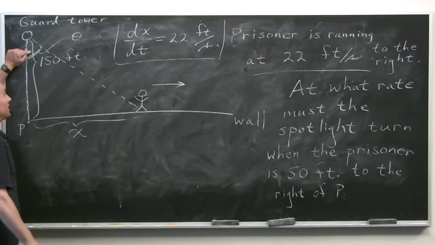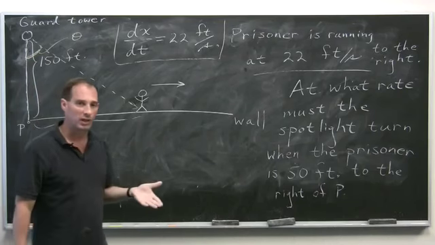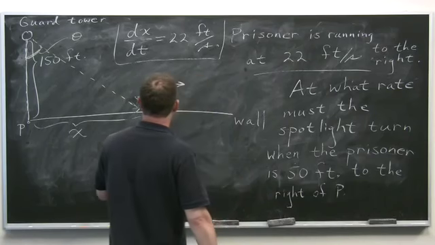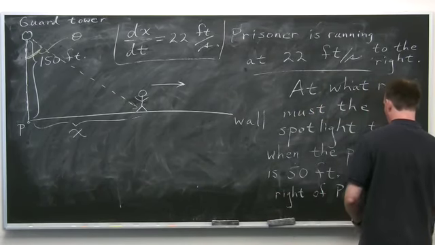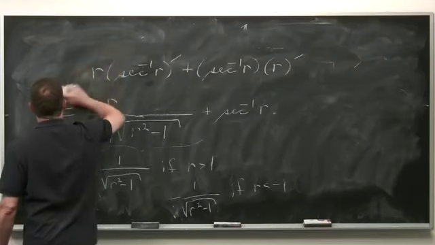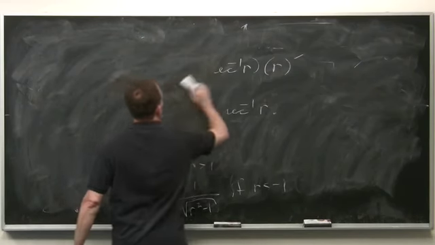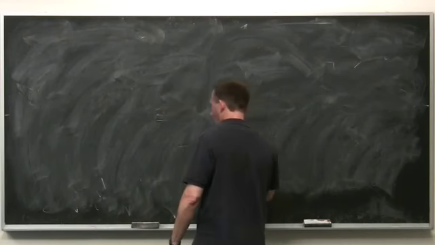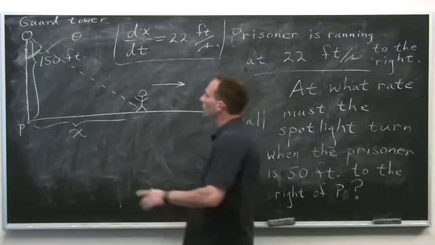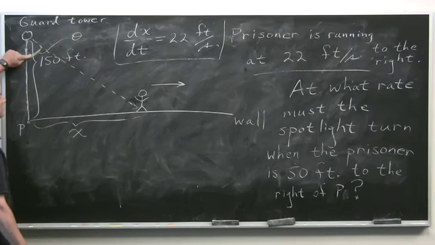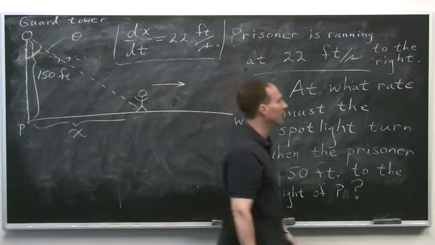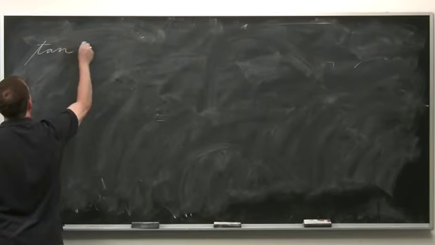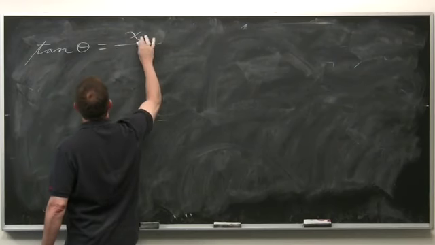We're asked how fast theta is changing as a function of time. So we need some relation between theta and x that's true at all times in the interval that we're interested in. So what do we do? Well, trig functions. You can use tangent. The tan of theta is the opposite side over the adjacent. This adjacent side is 150 feet. So we get that tan of theta, at all times that we care about, is x divided by 150.